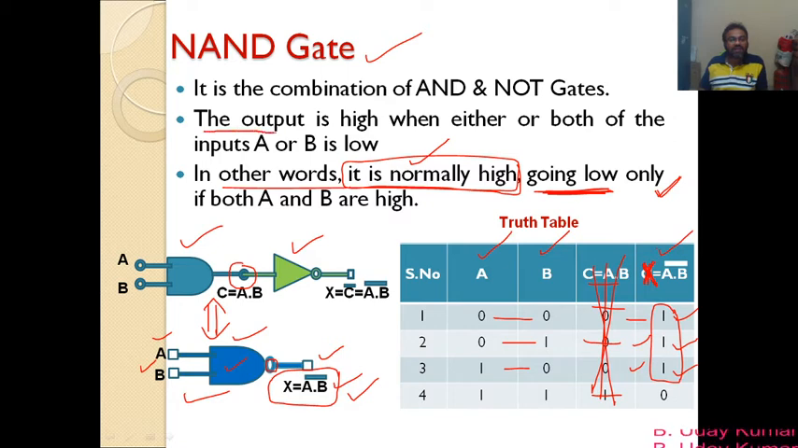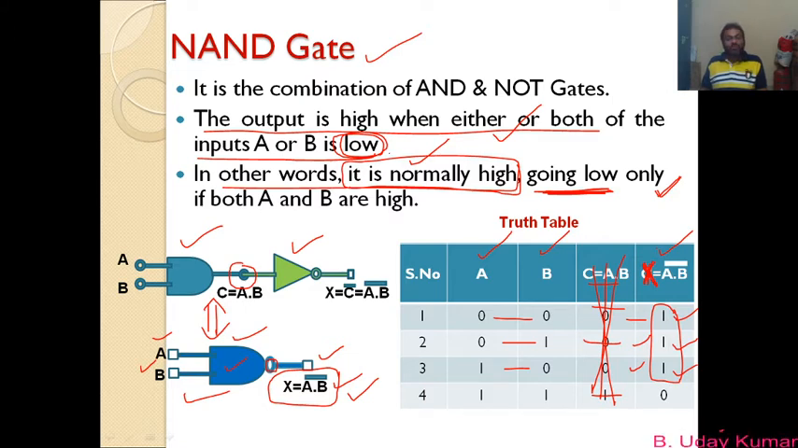The NAND gate is the gate whose output is high when either or both, that means if any one or both of the inputs are low. So please check it out. Low means 0, so you have to understand that. I hope this definition is also clear to you. So this is the NAND gate. This one is very important for your board examination, so please try to remember it.